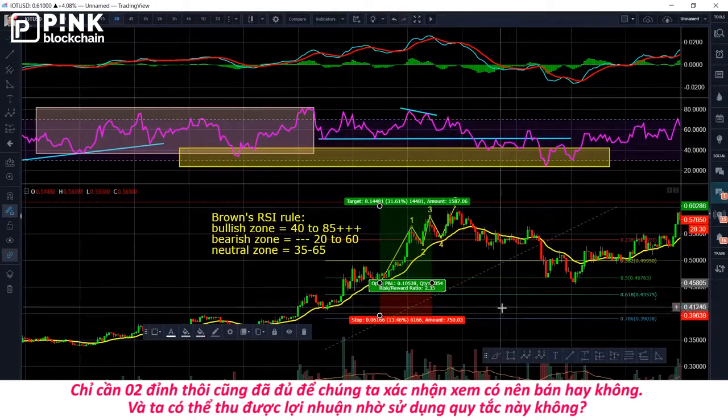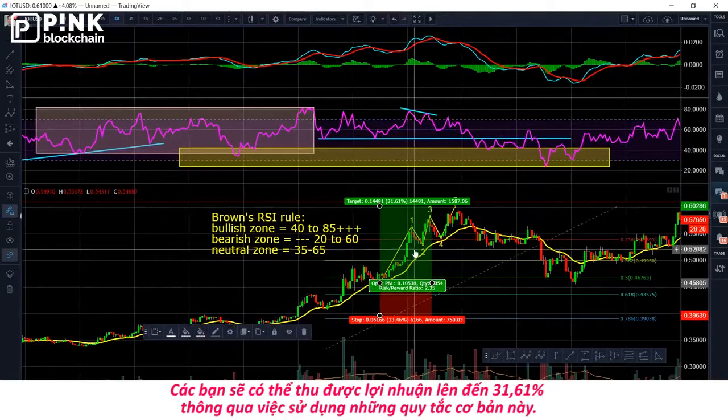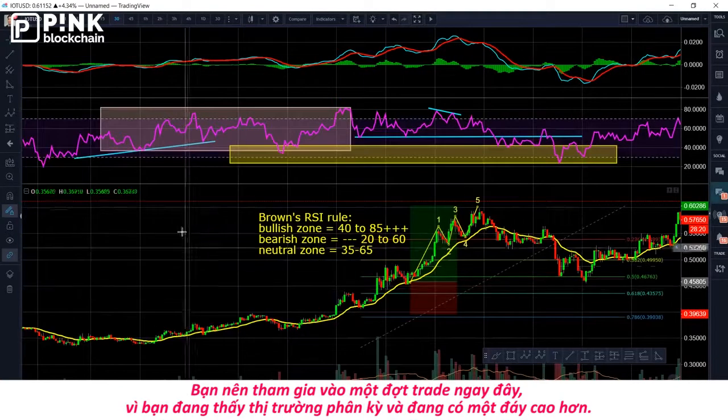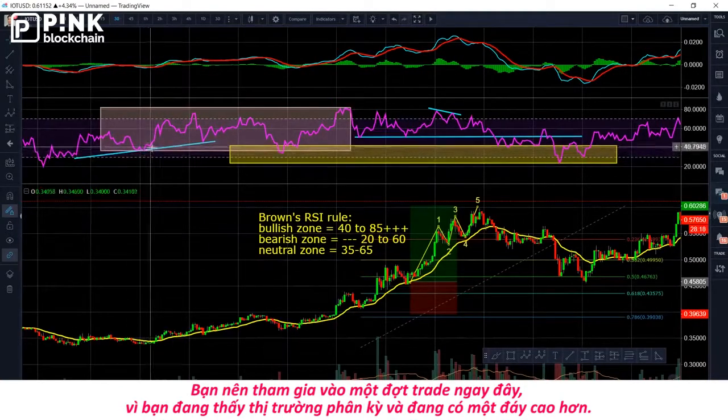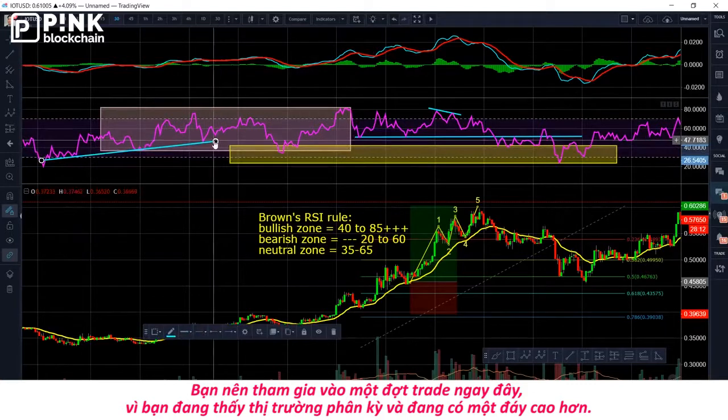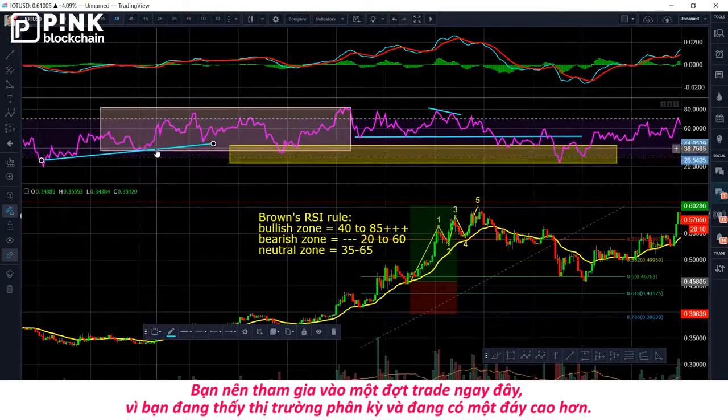And what would you guys have profited using this rule? You guys would have profited 31.61% by following some of these basic rules. Does that make sense, guys? So you would have entered a trade right here, for example, okay? Entered a trade right here because you're seeing bullish divergence on every single low. It's getting a higher low, right?